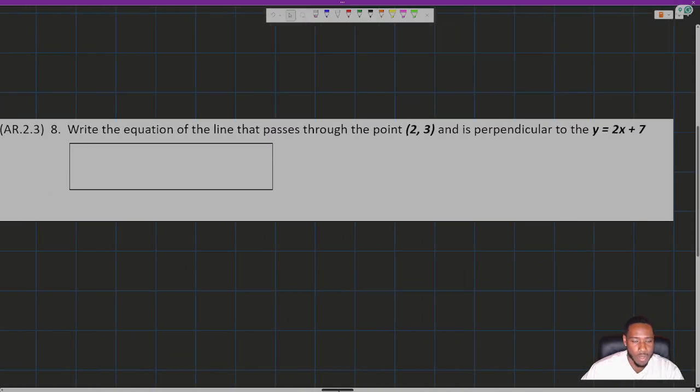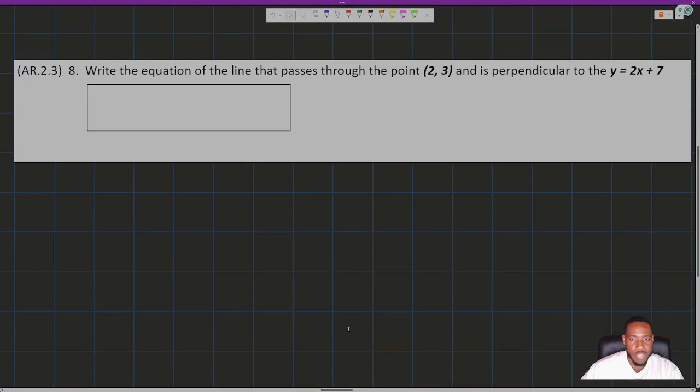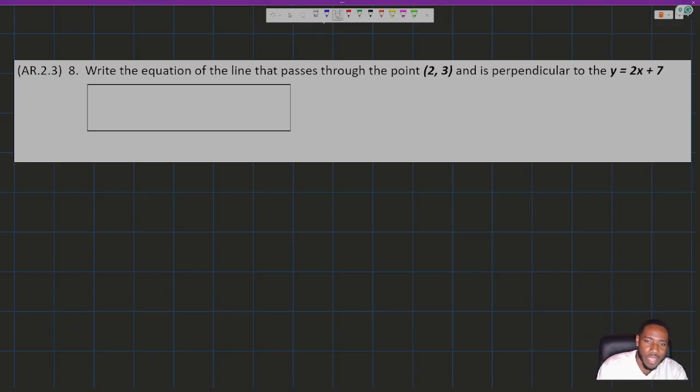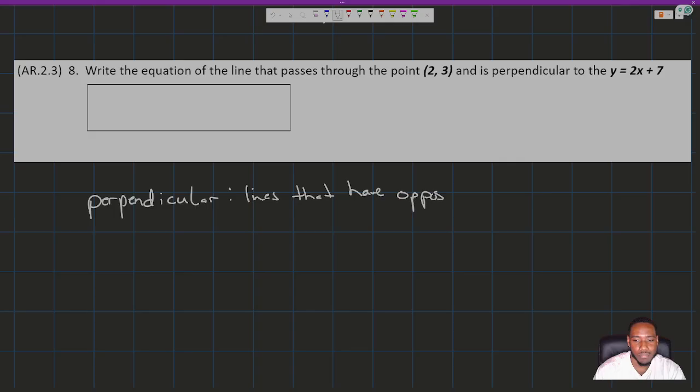All right, number 8. It says, write the equation of the line that passes through the point (2, 3) and is perpendicular to y equals 2x plus 7. All right. So this one is one of our most recent topics. And remember when we say perpendicular, we're talking about lines that have opposite and reciprocal slopes. Okay? Opposite and reciprocal.